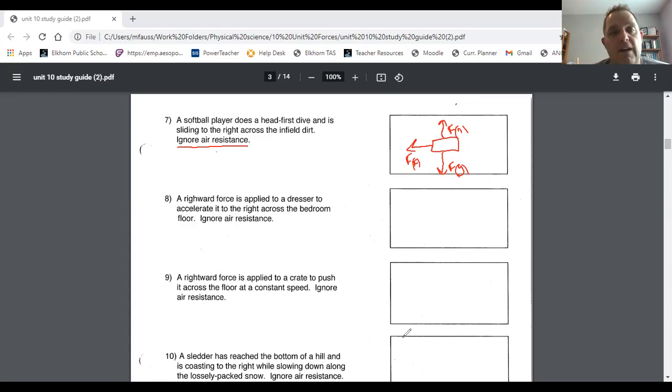Okay, number 8. A rightward force is applied to the dresser. Ooh, there's a big key word right there, huh? Applied. So we know we're going to use our applied force to the dresser to accelerate it to the right across the bedroom floor. Ignore air resistance. So a lot of key words in there that are important.